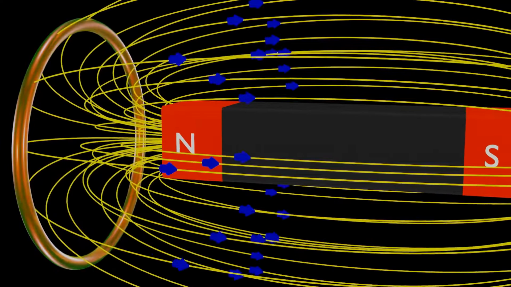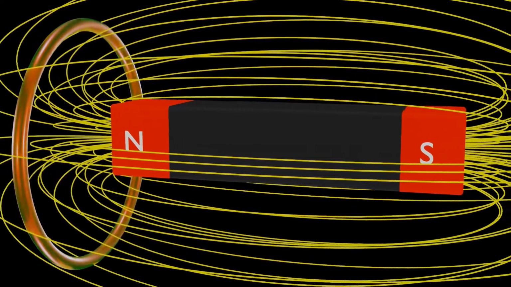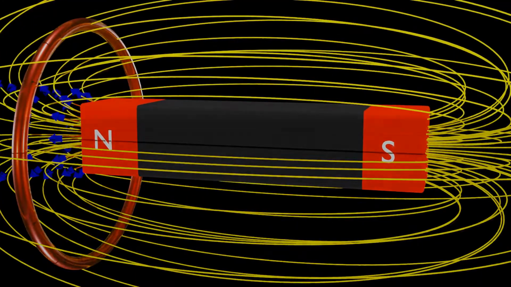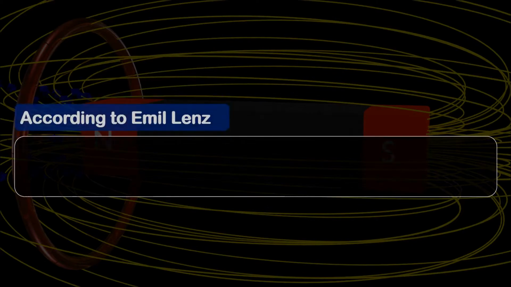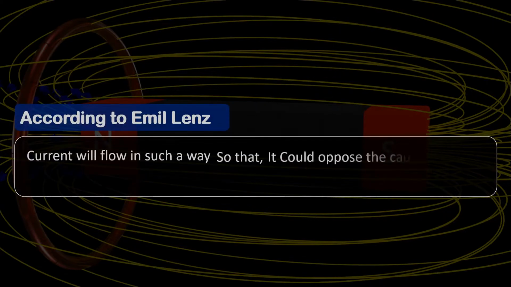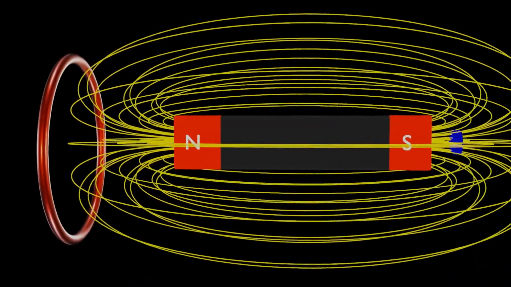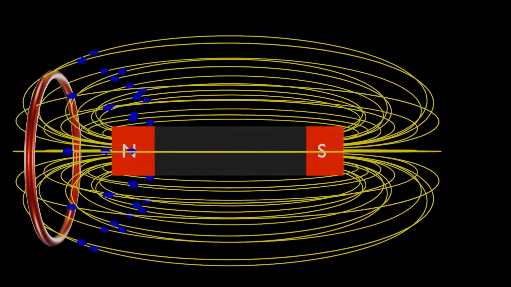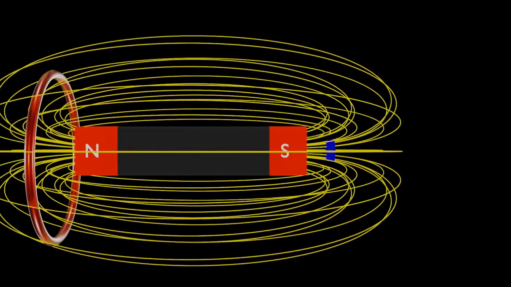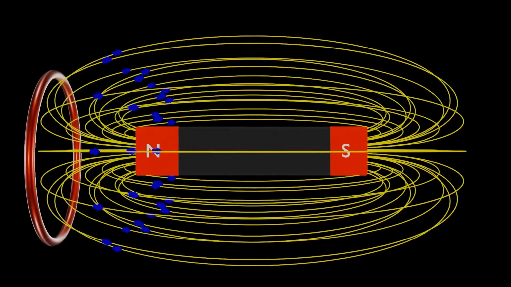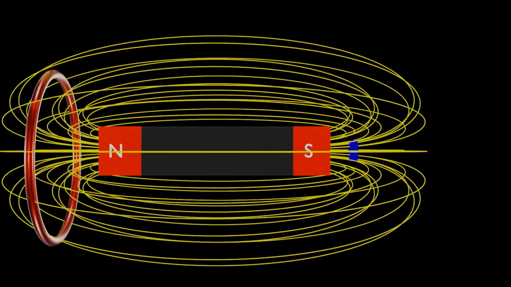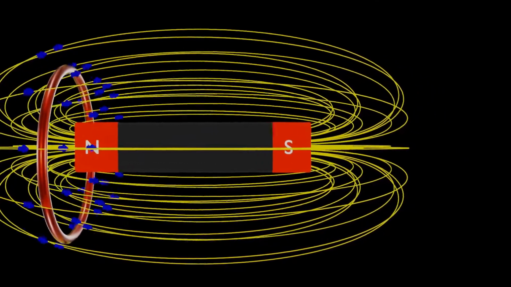According to Lenz, the current will flow in such a way so that it could oppose the cause which is inducing current in the coil. So here, when we move the magnetic North Pole toward the coil, it induces a change in magnetic flux. As a result, a current will flow in such a way that it could create a magnetic field that is capable of opposing the change in magnetic flux induced by the motion of the bar magnet.